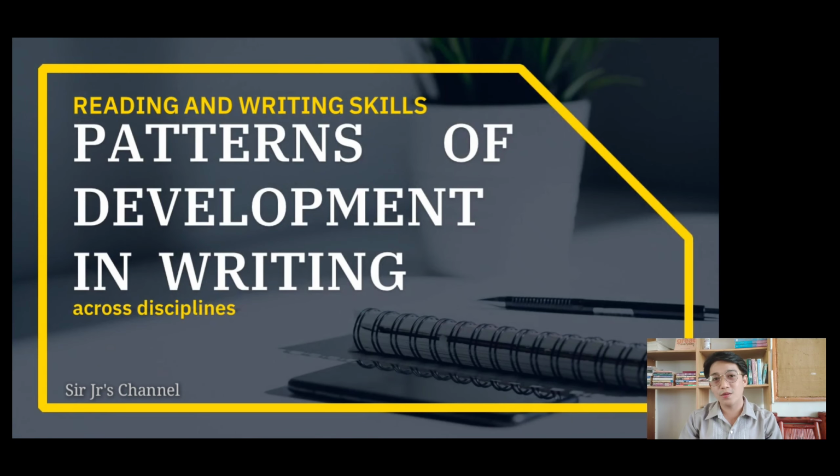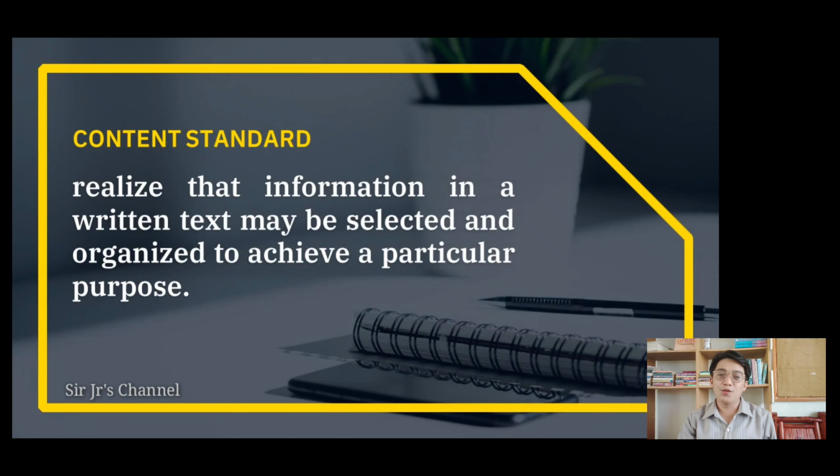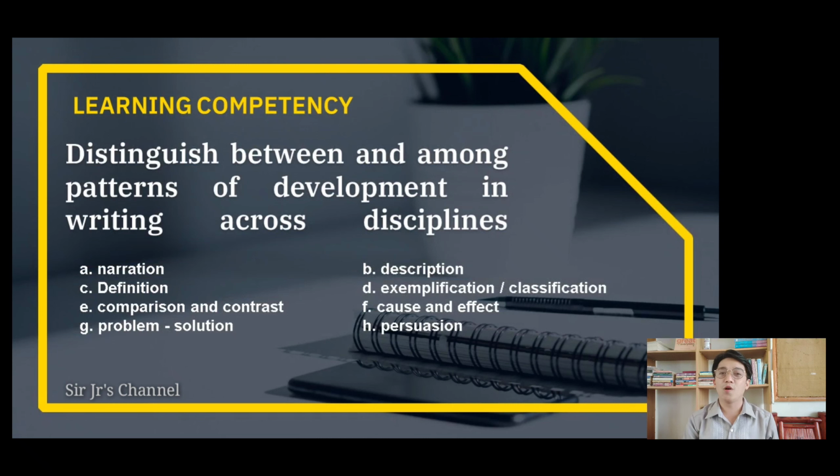And this time, we are going to talk about patterns of development in writing across disciplines. But beforehand, let me tell you about our content standard. You learners are going to realize that information in a written text may be selected and organized to achieve a particular purpose. And for your learning competency, you're going to distinguish between and among patterns of development in writing across disciplines. But this time, you are going to learn 8 patterns of development. We have narration, definition, comparison and contrast, problem solution, description, exemplification, classification, cause and effect, and of course, persuasion.